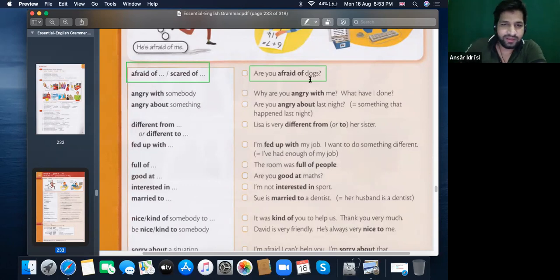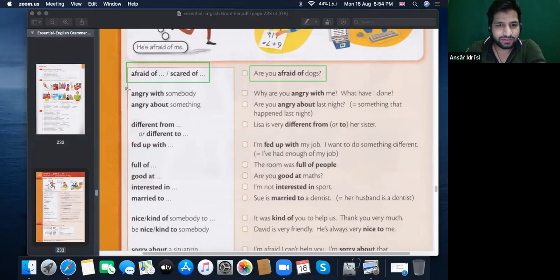Okay, enough fear now. Pay attention. If you see there, the next one is there. Have a look here. Angry with somebody. It is used for human beings. Pay attention, don't make random sentences. Angry with somebody is used for human beings. For example, why are you angry with me?